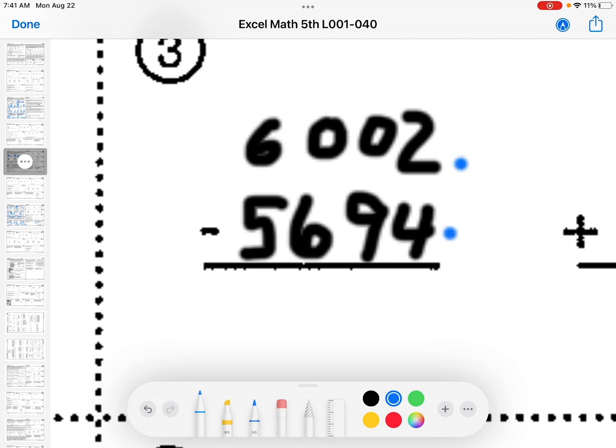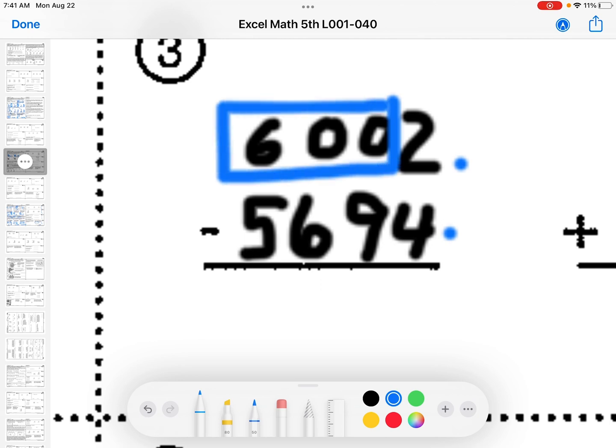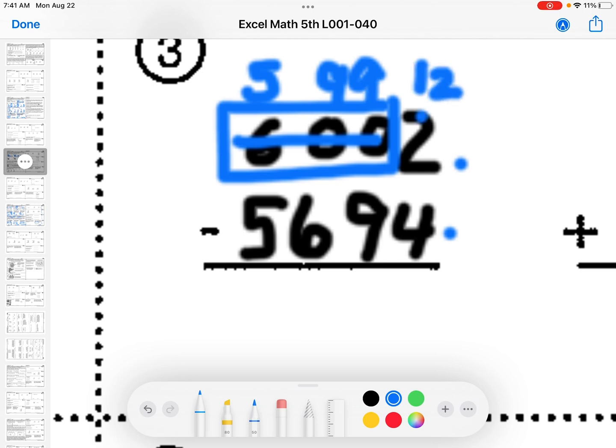So 2 take away 4 is not 2. You can't subtract 4 from 2. Got to go next door to that 0 and regroup, but there's nobody there, so we're going to make a box and call that 600. What's 1 less than 600? 599. The 2 becomes 12. 12 minus 4 is 8. 9 minus 9 is 0. 9 minus 6 is 3. And 5 minus 5 is nothing. Don't put a 0 there. It's just 308. We don't need to write 0, 308.